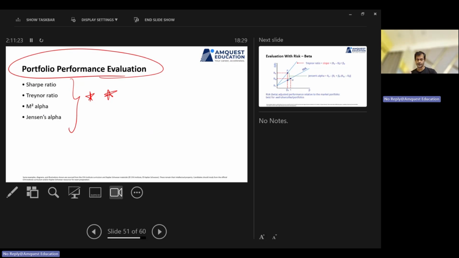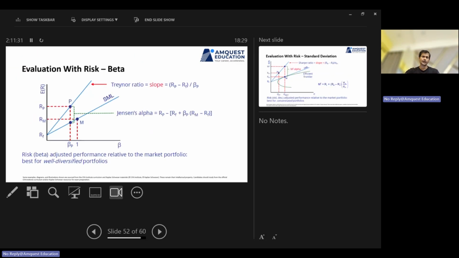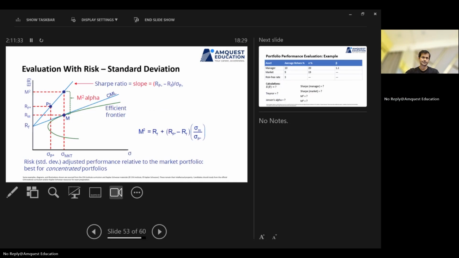Now, what are the 4 ratios? Sharpe, Treynor, M square, Jensens. Okay? Important that you study all the 4 formulas. Let's pick up one by one. What is a Sharpe ratio? Okay? Sharpe ratio essentially computes the extra return you are earning for the extra risk.